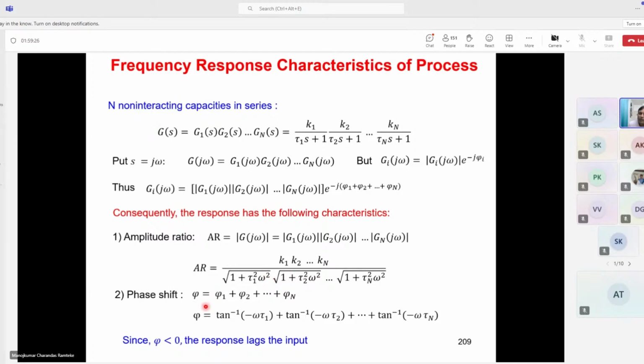Similarly, the phase angle phi will be additive here. You can see the phase angle is phi 1 plus phi 2 all the way to phi n. So here the phase angles are added. So phi will be given as tan inverse of minus omega tau 1 plus tan inverse of minus omega tau 2, and that summation goes all the way to tan inverse of minus omega tau n. Is it clear to everyone? Hello? Yes, sir. Yes.